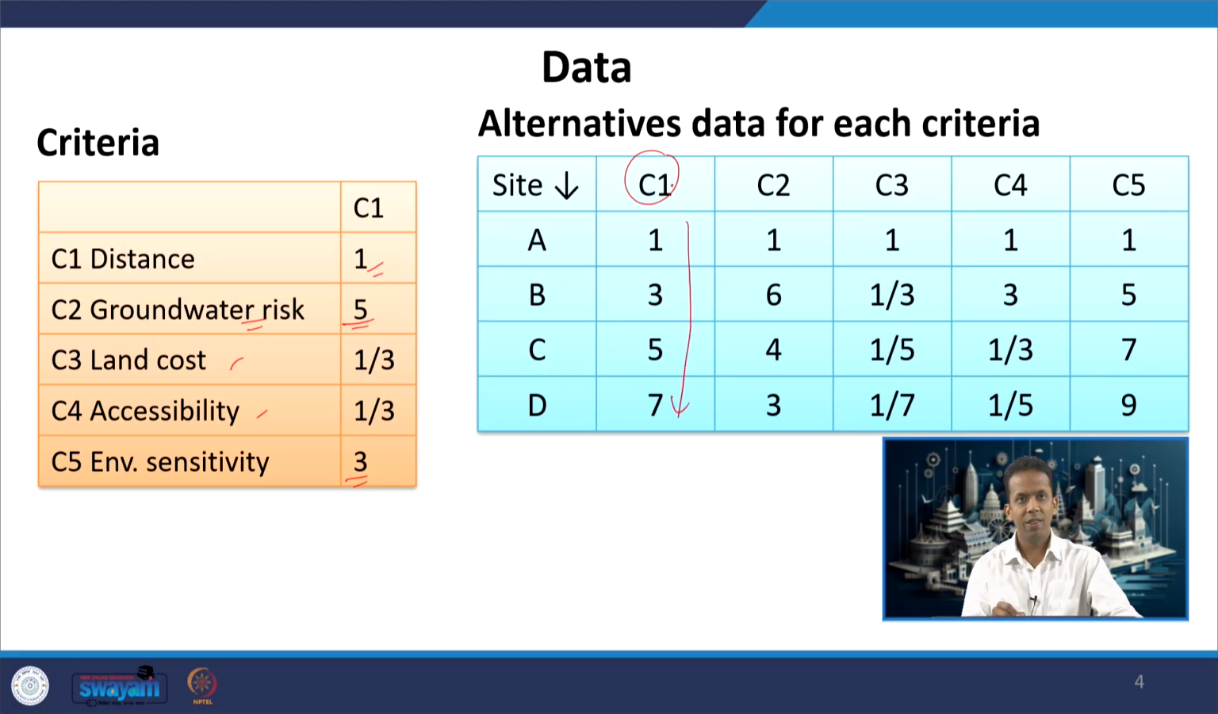Like in criteria C1, distance wise D is best, groundwater risk wise B is better, and then for C3, that is land cost, site A, and here C4 site B, and C5 site 9. So, under each criteria a different site comes out to be the best one. So, we need AHP to solve a problem like this, where some of the criterias are quantitative, some are qualitative, okay, like these ones are qualitative, and these are the final data which is given to us.